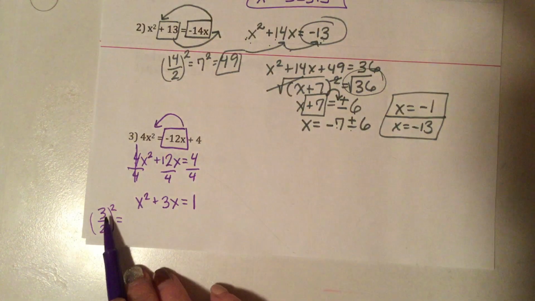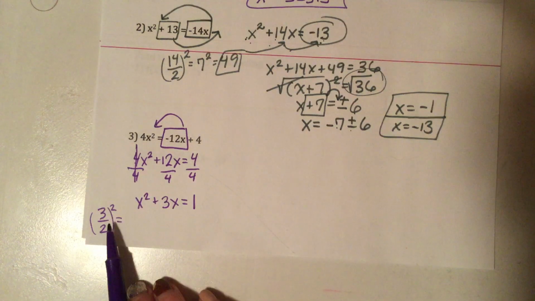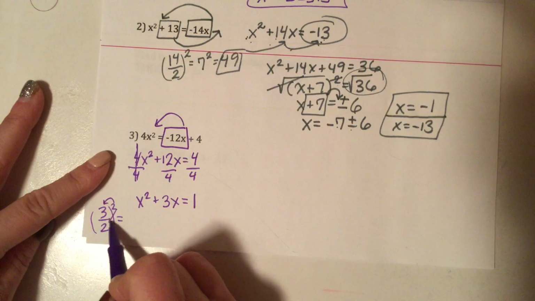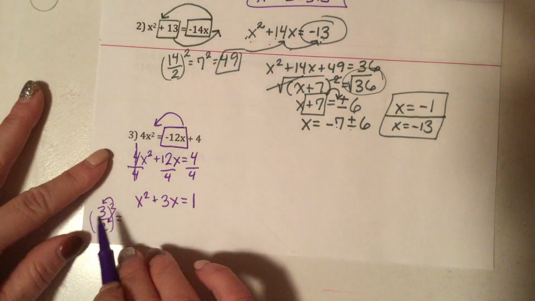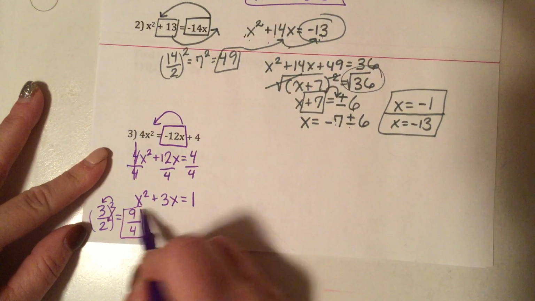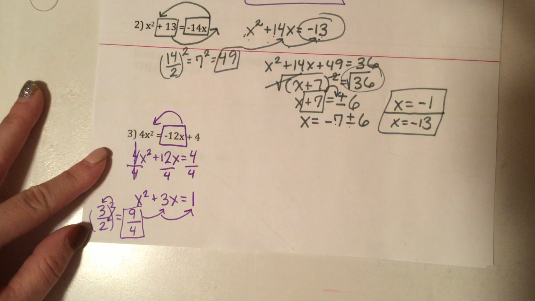Well, this time, 3 divided by 2, that does not divide perfectly. We are not allowed to go into decimals, so at this point I leave it in fraction form. In order to apply the power of 2, you square both the numerator and the denominator. 3 squared is 9, 2 squared is 4. So my magic number that I need to add to both sides is 9/4.